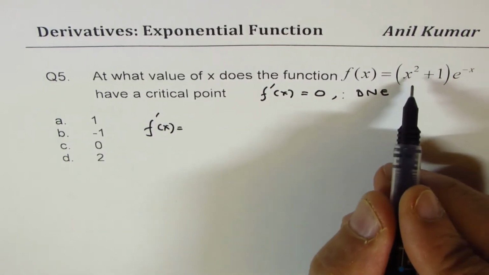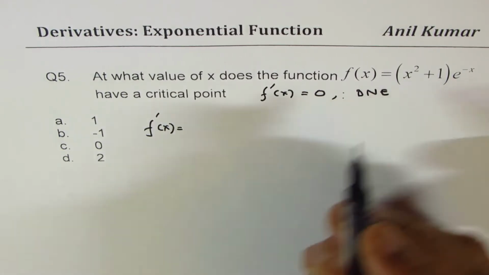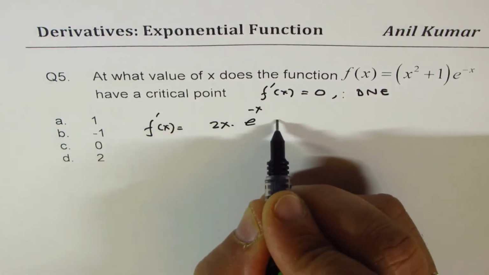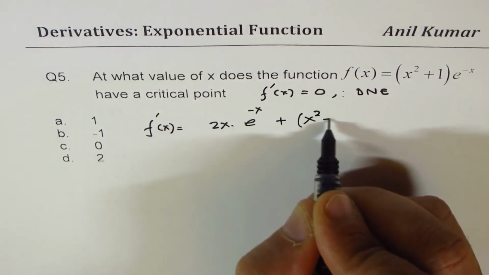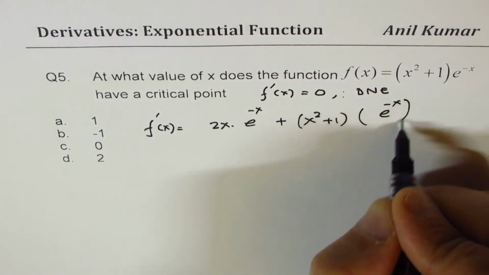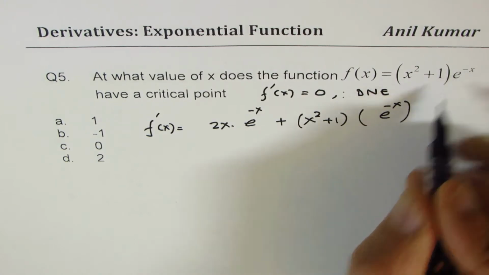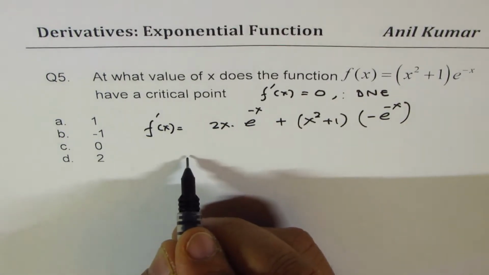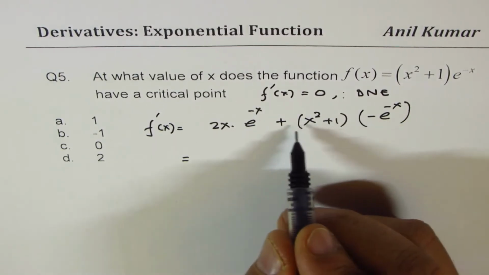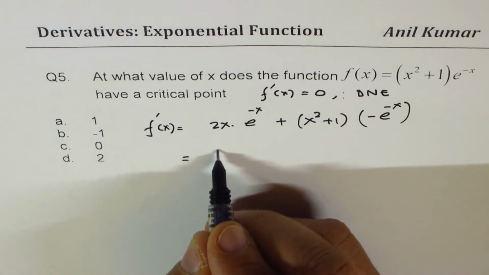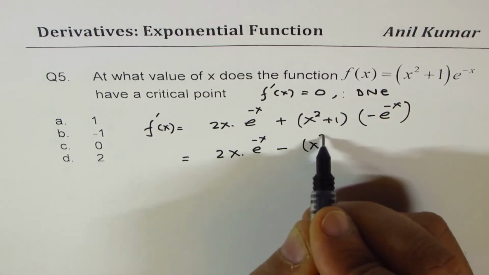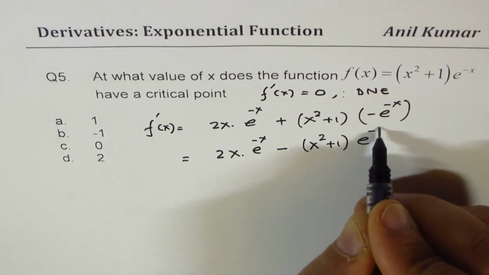We have to apply the product rule, right? So the derivative of the first part is 2x times e to the power of minus x plus, we'll write the first part as such, the derivative of this function, which is e to the power of minus x times the derivative of the exponent, which is minus 1, correct? So we get all this. I could write minus here. So let me take it in 2 steps now. So we have 2x times e to the power of minus x minus x squared plus 1 times e to the power of minus x.